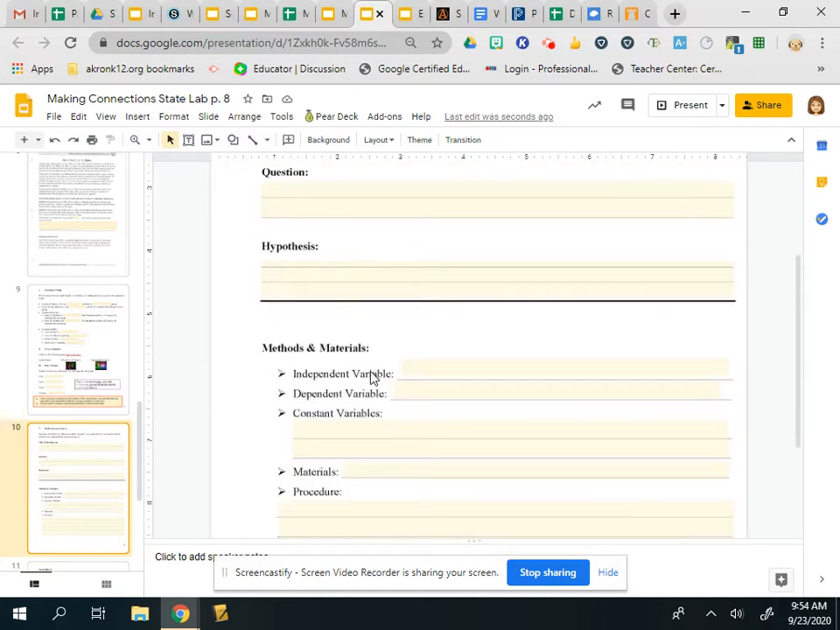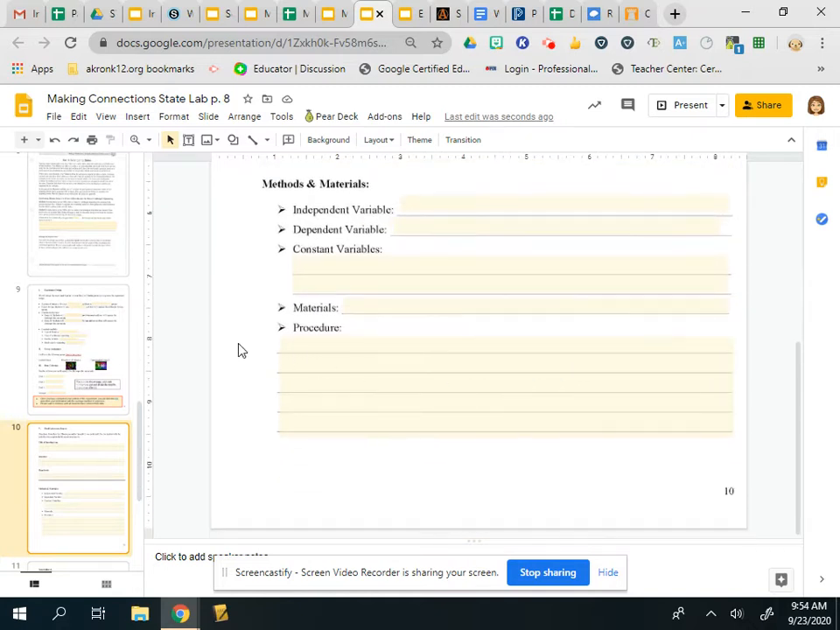Independent variable. What was the variable that we changed in this experiment? Okay, what was it that we manipulated or changed for the different groups? That's what you're writing for your independent variable. That's what the scientist changes. The dependent variable, that's your data. What did you measure or count? That's your data. And then the constant variables, what are some other things that you have to make sure we keep the same in this experiment? Then materials, what did you need to complete this experiment?